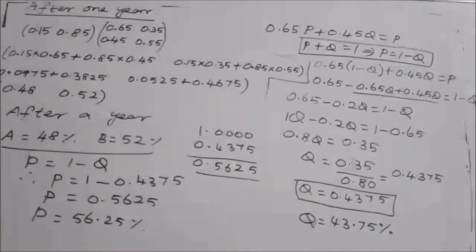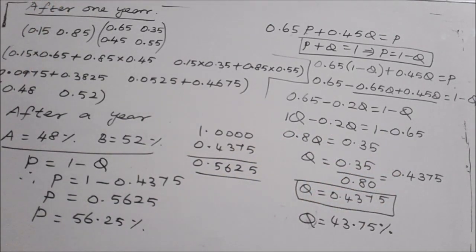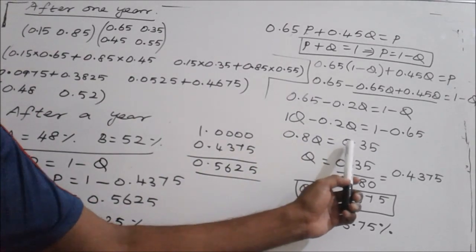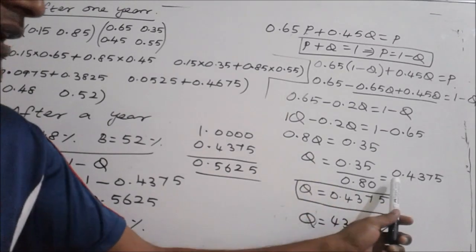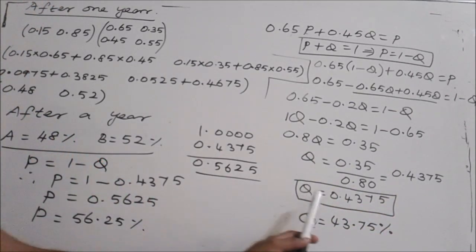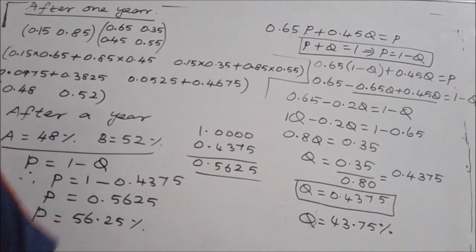Now segregating Q and the constants on different sides, Q minus 0.2Q equal to 1 minus 0.65. Simplifying, 0.8Q equal to 0.35. Now Q equal to 0.35 divided by 0.8, we will get 0.4375. So Q equal to 0.4375. When converting to percentage, 43.75%.